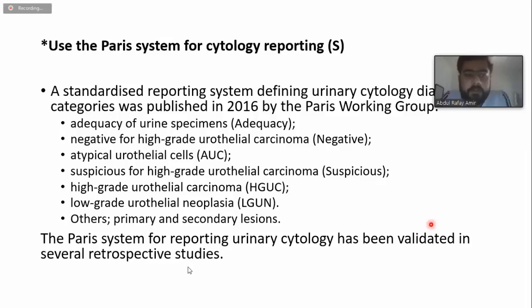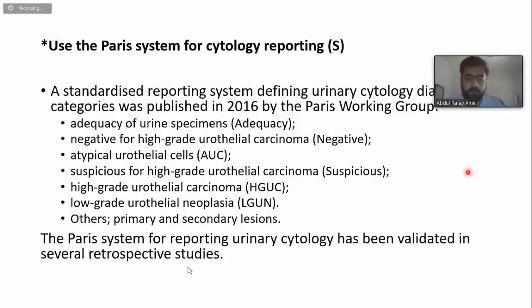Use the Paris system of cytology reporting, a standardized reporting system for defining urine cytology. The diagnostic categories were published in 2016 by the Paris Working Group. This includes adequacy, negative for high-grade urothelial carcinoma, atypical urothelial cells, suspicious for high-grade urothelial carcinoma, high-grade urothelial carcinoma, low-grade urothelial carcinoma, or other primary or secondary lesions.